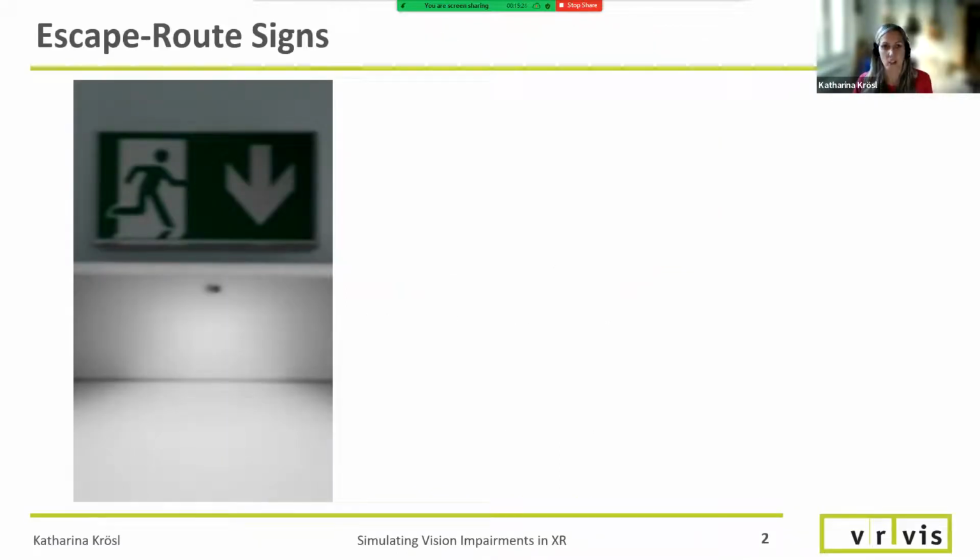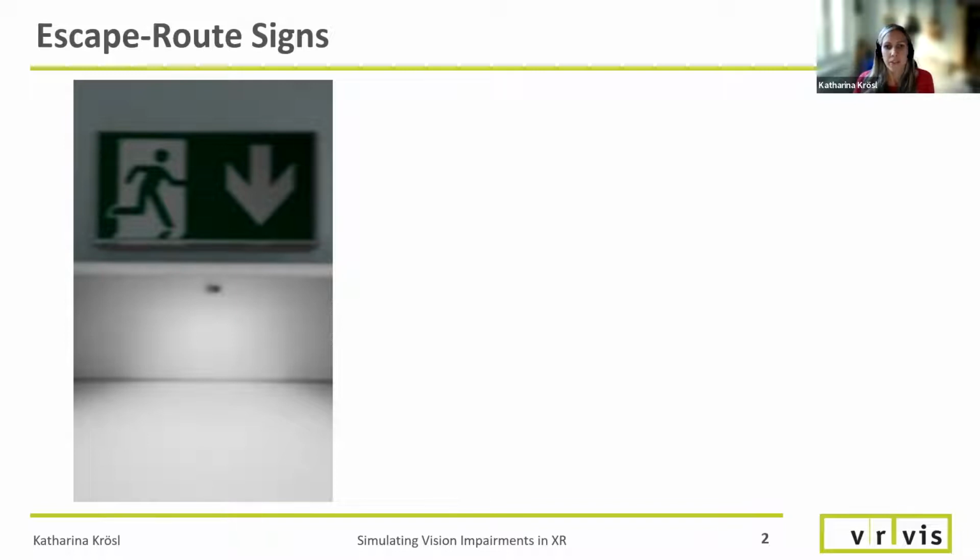Let's jump right into it. This is an image of a typical escape route sign. Everyone has seen these signs. They show the shortest path out of a building in case of an emergency. Such signs have to be installed at a certain maximum distance to the next sign, and also at a certain height. The goal is that people always have one sign in sight that they can see.